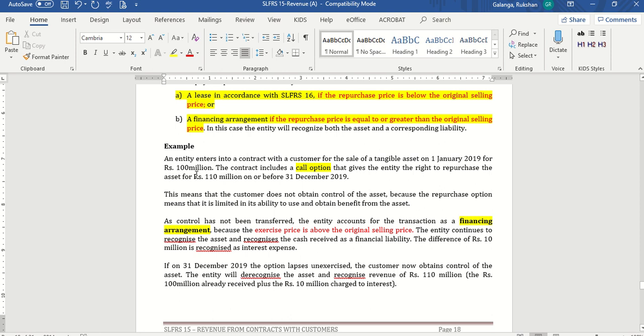So cash book debit, and they should not recognize a credit to revenue, because the control has not passed yet. They should recognize that as a liability in the financial statements. So the entity continues to recognize the asset and recognizes the cash received as a financial liability, right? So this asset they should recognize, they should not de-recognize.